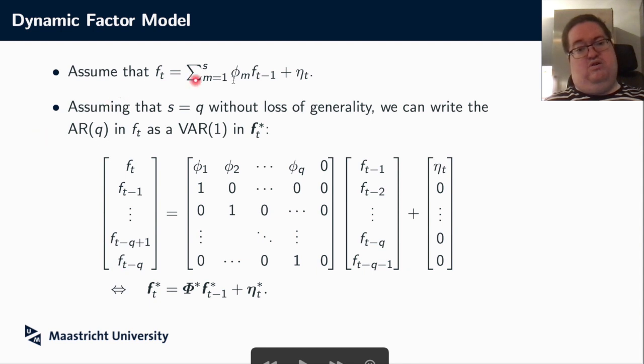We can write the AR model here in companion form as a VAR(1). So the first line here represents our AR model, and the second up to q minus 1 line are just identities. So we have f_{t-1} should be equal to f_{t-1}, and so on. And of course, there's no error term here because these are identities. The only error term is here in the first line. But if we do that, we can write it as a VAR(1).